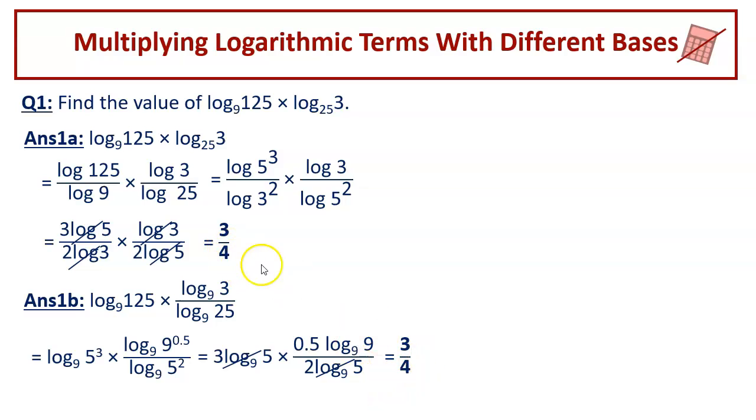The same value. You see, if you take the common base as 25, even then you will be getting the same answer, that is 3 over 4. Okay.